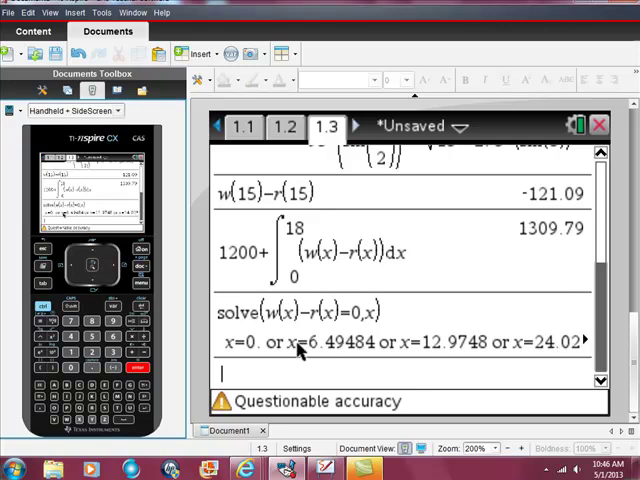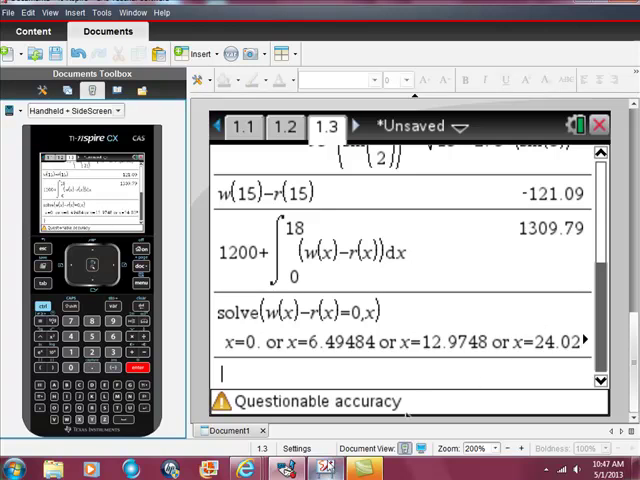And look, it says x is 0, but that's one of the endpoints that we used anyway. The other one is this point, and the other one is this point. We go to x is equal to 24, and we could keep going, but it says clearly that we don't want that. We want values between 0 and 18. So I'm going to capture this one and this one.